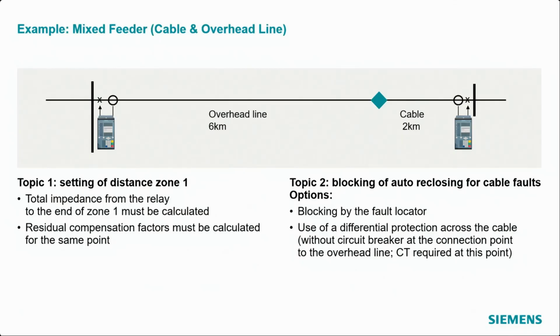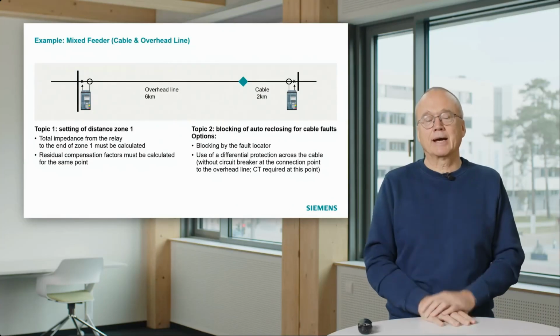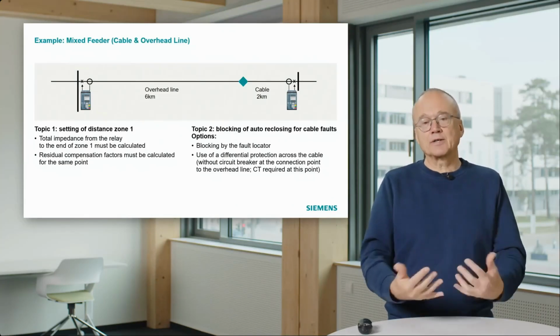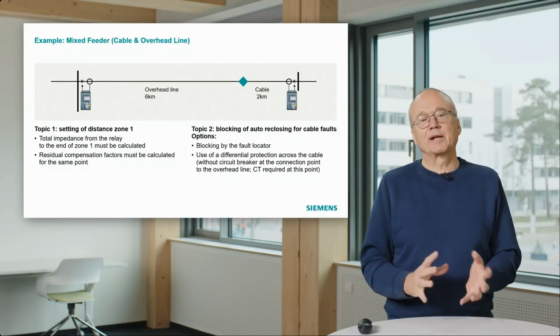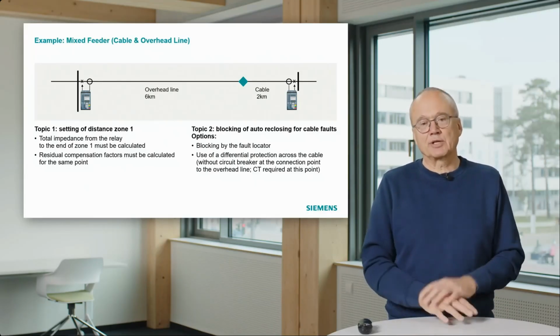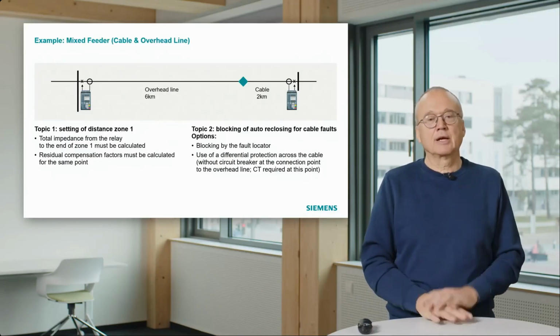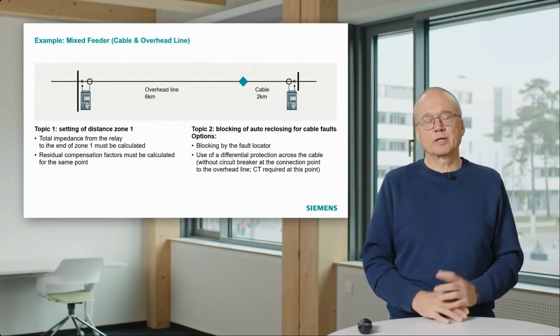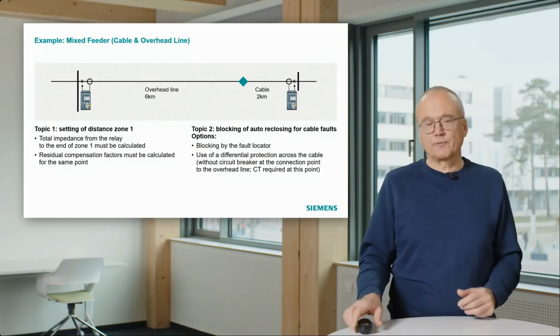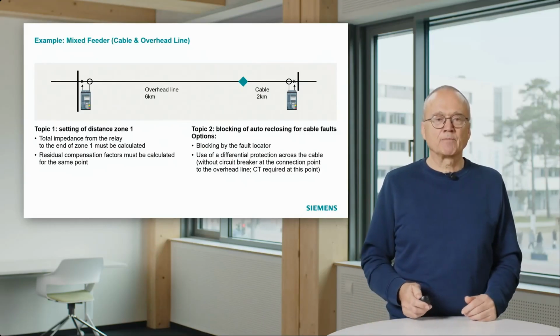That means if we have an active auto-reclose function, we should block the auto-reclose if the fault is in the cable part. And there are two options to do that. One is using the fault locator, that is the cheaper one, and the other one is installing a separate differential protection, that is a concept where you need much more effort. So let's first of all look at the zone setting.